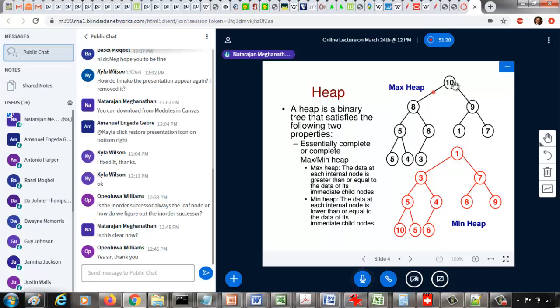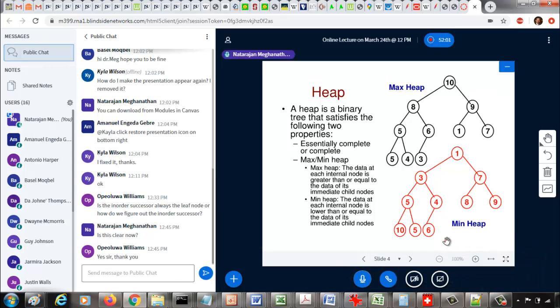If the data for any internal node is greater than or equal to the data of both its child nodes, and the binary tree is either essentially complete or complete, then we can call that binary tree a max heap. This binary tree here is a max heap because you can check that the nodes up to level h-1 form a complete binary tree, the nodes in the last level are as far to the left as possible, and the data for every internal node is greater than or equal to the data of its two child nodes.